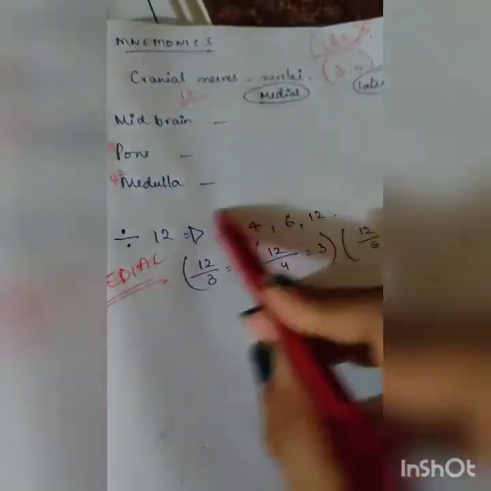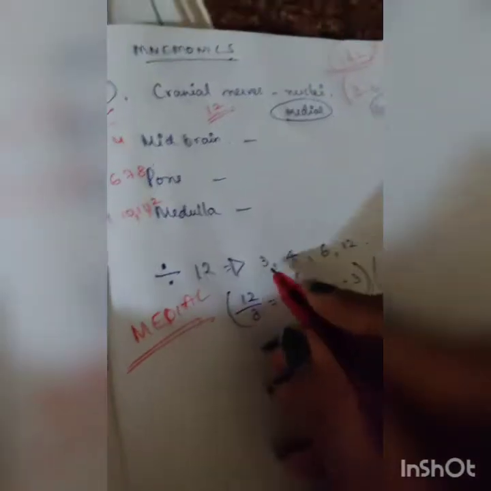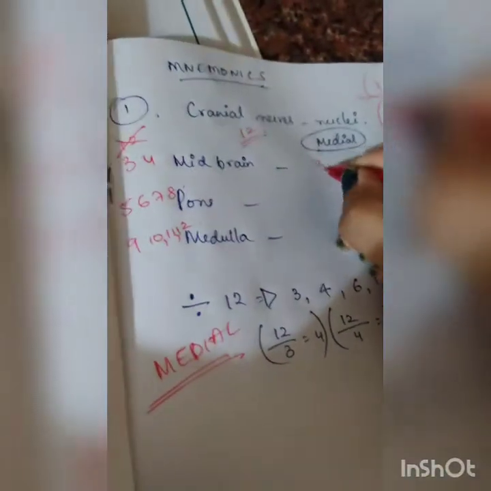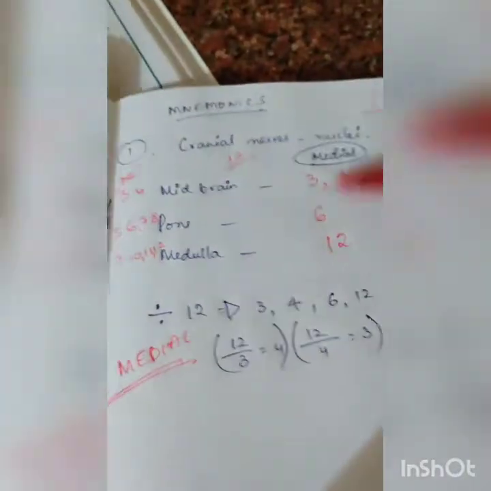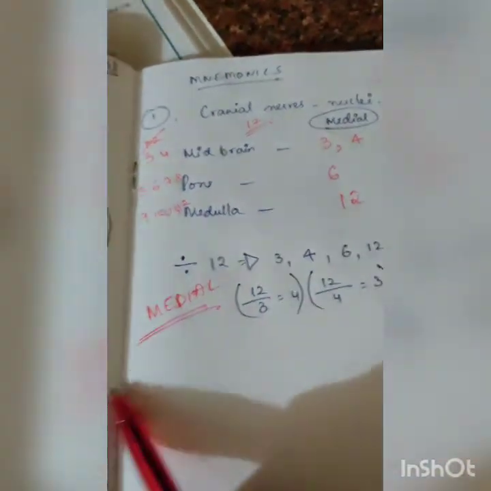So all these numbers which divide 12 come on the medial side. So now we can write 3, 4, 6, and 12. 3, 4 on the medial side, 6 here, and 12 here. Now we know which nuclei come on the medial side: 3, 4, 6, and 12, the numbers that divide 12.